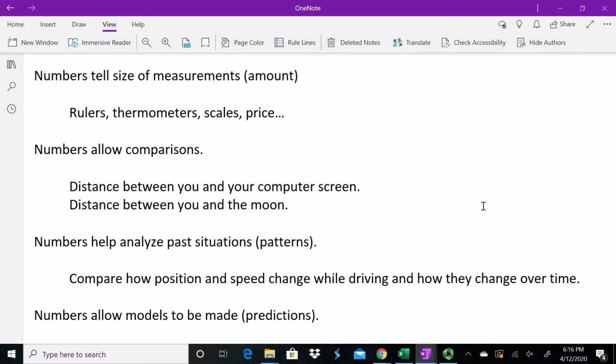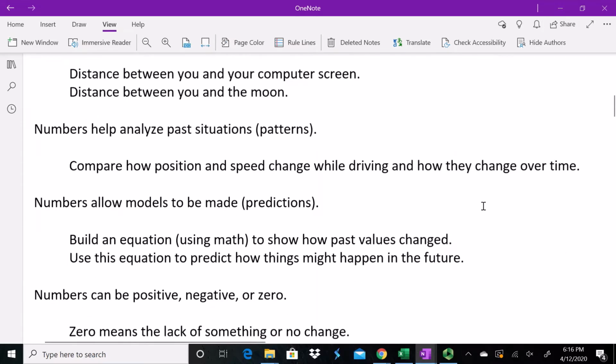Numbers can help analyze past situations, make equations. It can help us compare things like position and speed and how those things might be changing over time. And with that, we can make equations and use equations and models to make some predictions about how things might happen in the future.